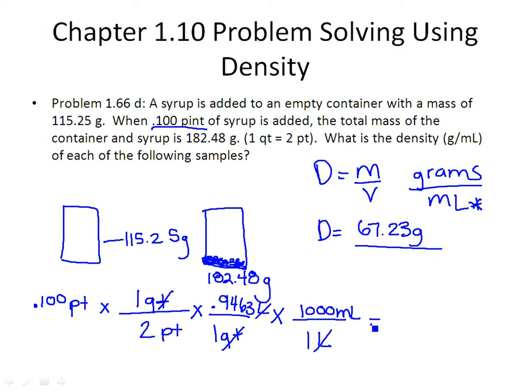Now our liters can cancel, so we multiply everything on the top, divide by everything on the bottom, and we should get 47.3 milliliters. This is reported in 3 significant digits, so we've got 3 represented there. The problem on Mastering will be very similar to this. You first have to find the difference in the 2 masses to find the mass of just the syrup, and then you have to convert from pints to milliliters.